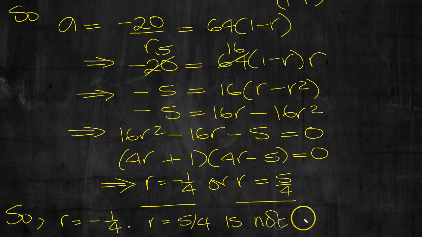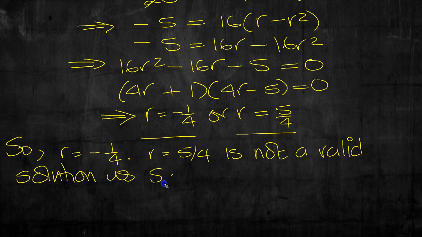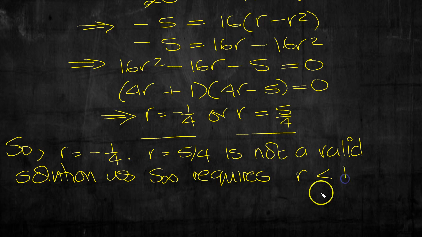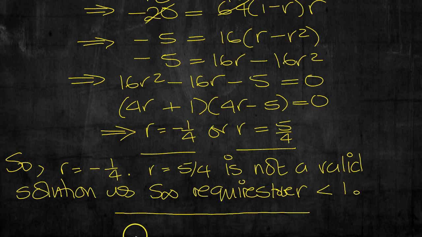is not a valid solution, is it? Because we used S infinity to get in the problem. It's not a valid solution, as S infinity requires R to be less than 1. It certainly requires that, and this is bigger than 1. Or equal to 1, but it's bigger than 1, isn't it? So that's fine. So we can put 2b that. There we go. There's the problem.